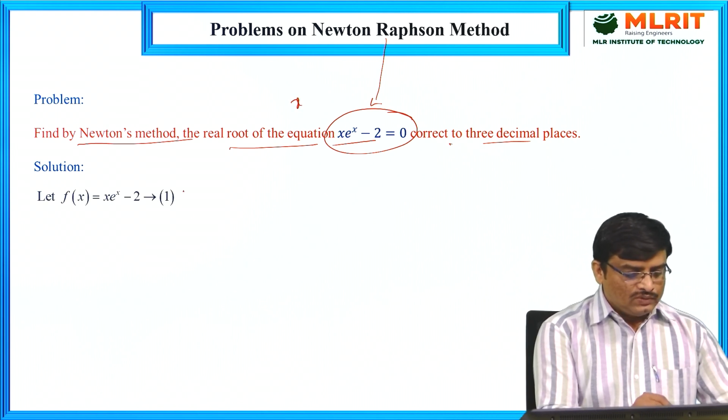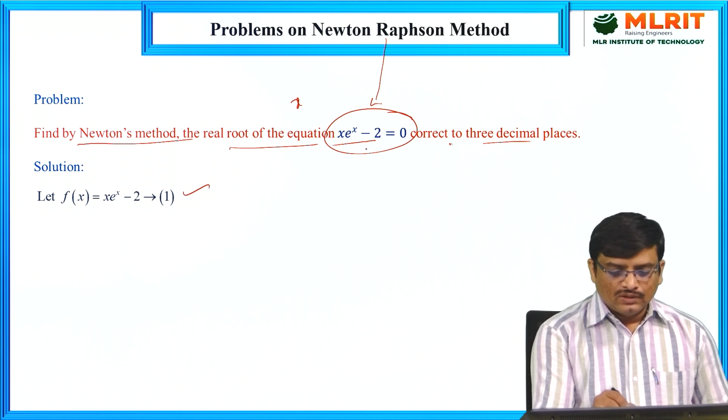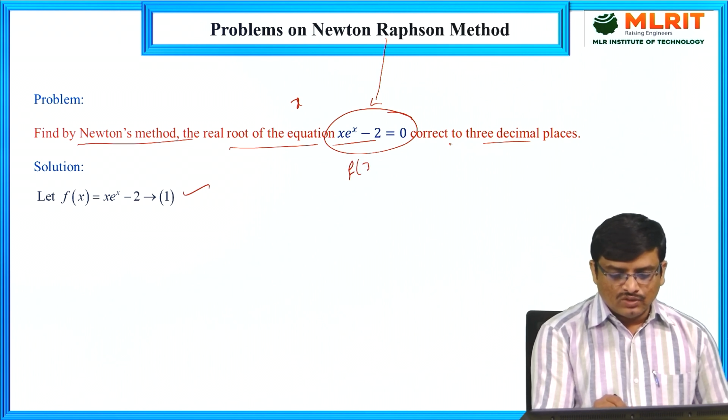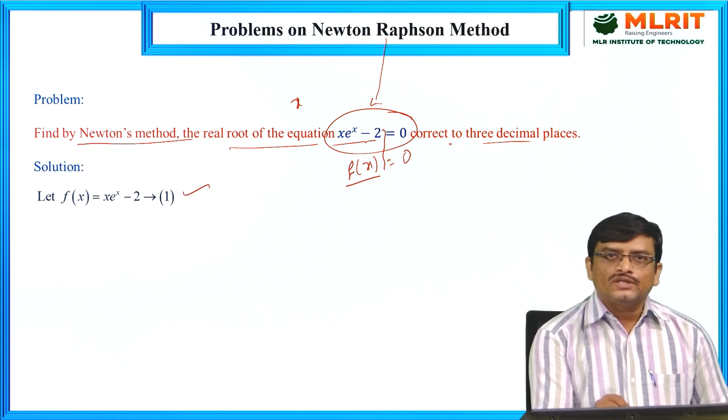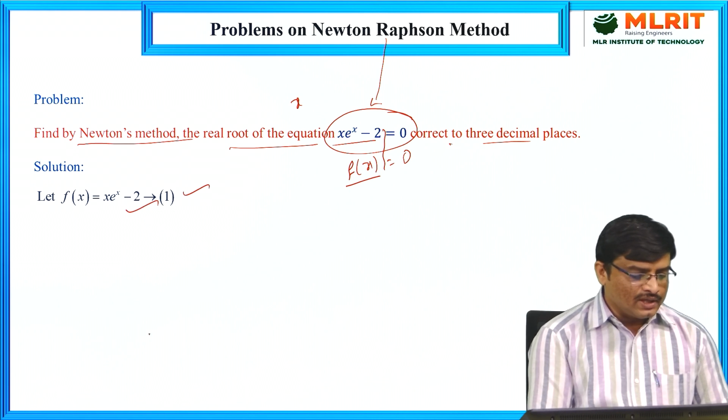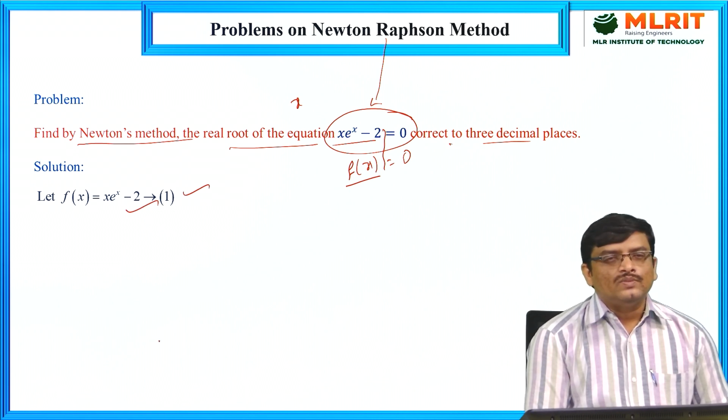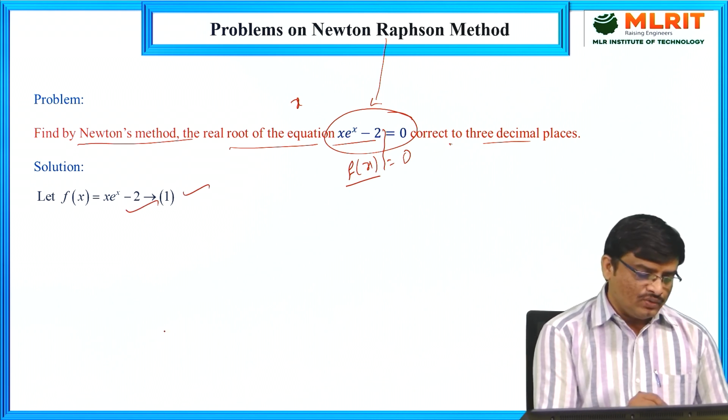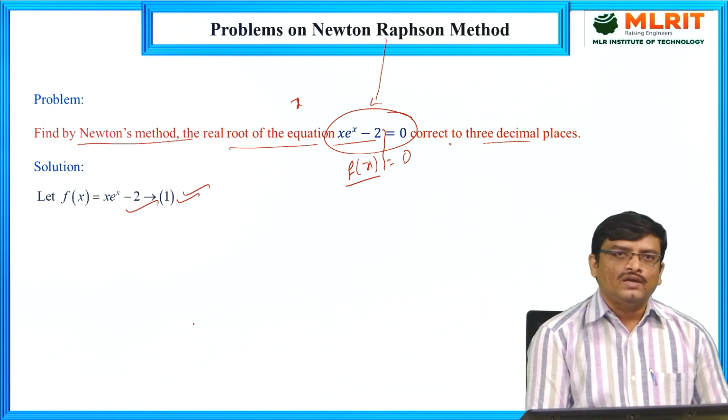Compare this equation with f of x is equal to 0. On the LHS, in place of f of x, you have x into e power x minus 2. So I have taken x into e power x minus 2 as f of x. Consider this as equation 1.